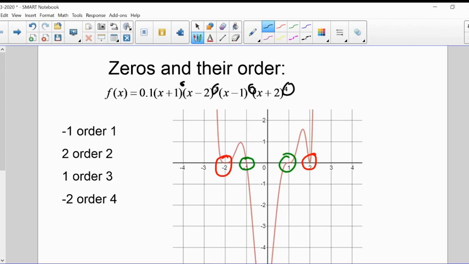This number tells you what the exponent is. What is the actual 0 itself? It's what makes the thing in the bracket become 0. So x plus 2 set equal to 0 means it's minus 2. That's the actual 0. Okay, let's move on.